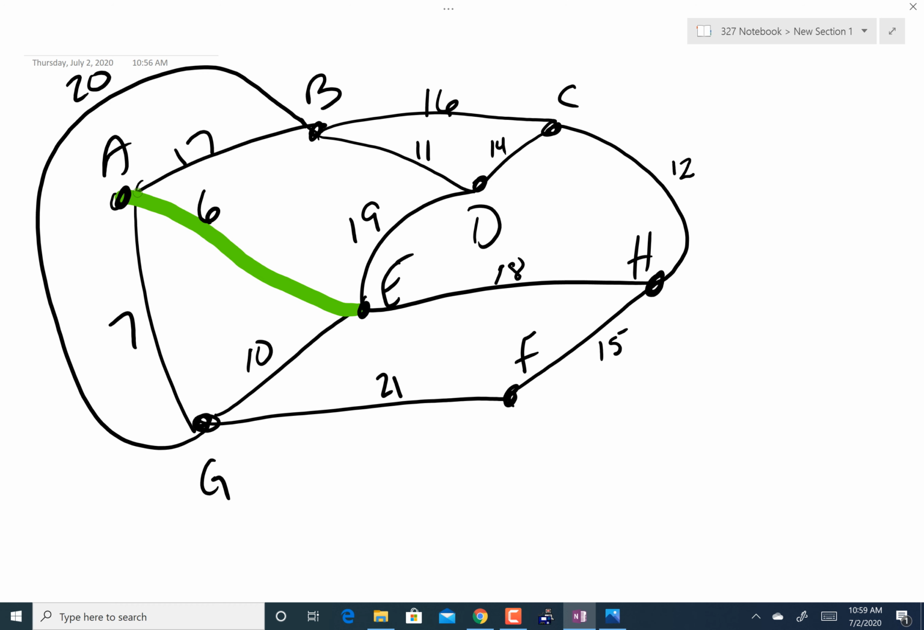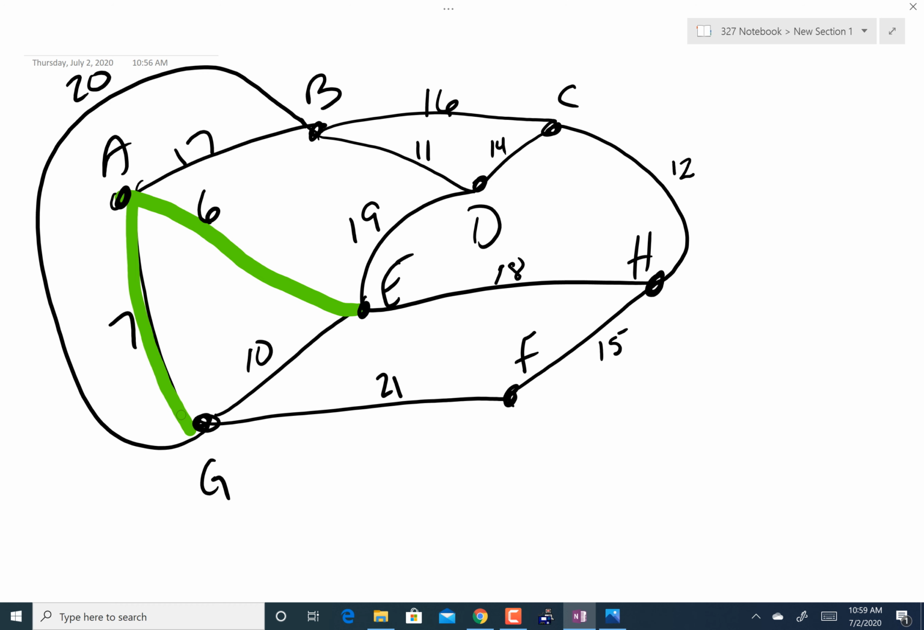So let's go that again. 7 to 7, 17, 7. I can do 10, 19, or 18 because those are all the ones that I can see from my 2 vertices that I've chosen thus far. So 7 is the next smallest. Okay. Now I've gone to 3 vertices.